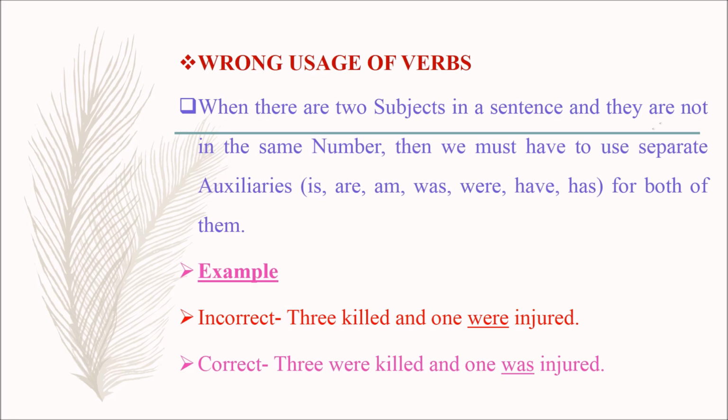Why? Because three and one are two subjects in a sentence and they are not in the same number. So, we must use separate auxiliaries for both of them, like three were killed and one was injured.